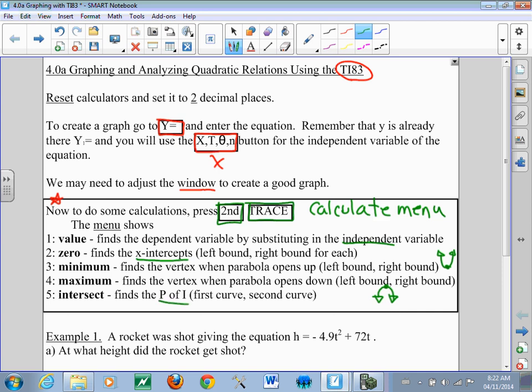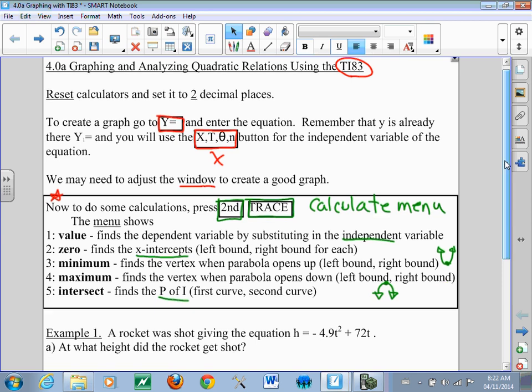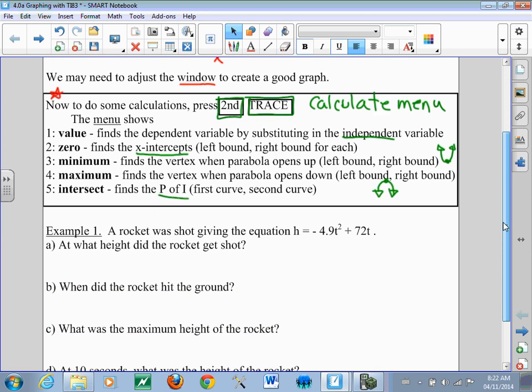The last one is intersect, and that's the point of intersection. Notice how we did points of intersection just with linear systems. We're going to do points of intersection with a parabola and a line, so it's going to be kind of cool. All right, ladies and gentlemen, I want you to take a look at our first example, and then we'll get into the graphing calculator.